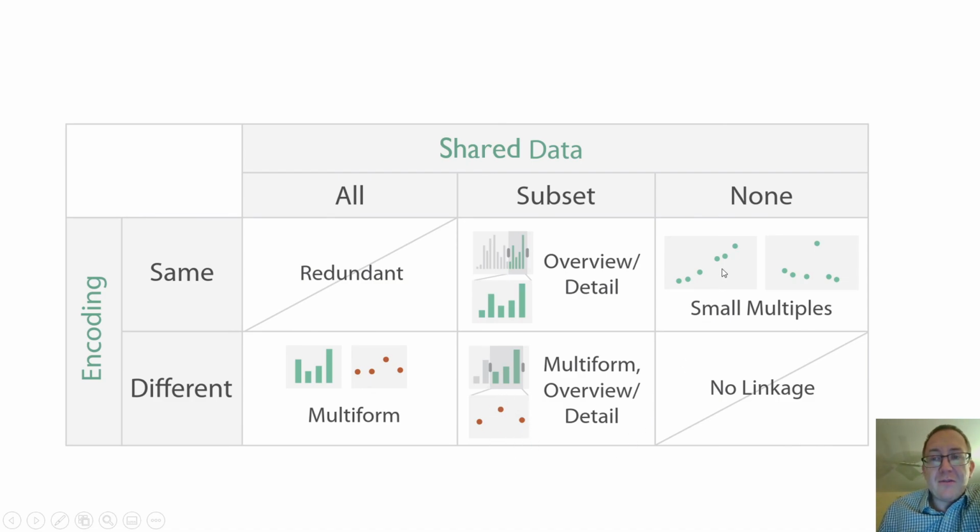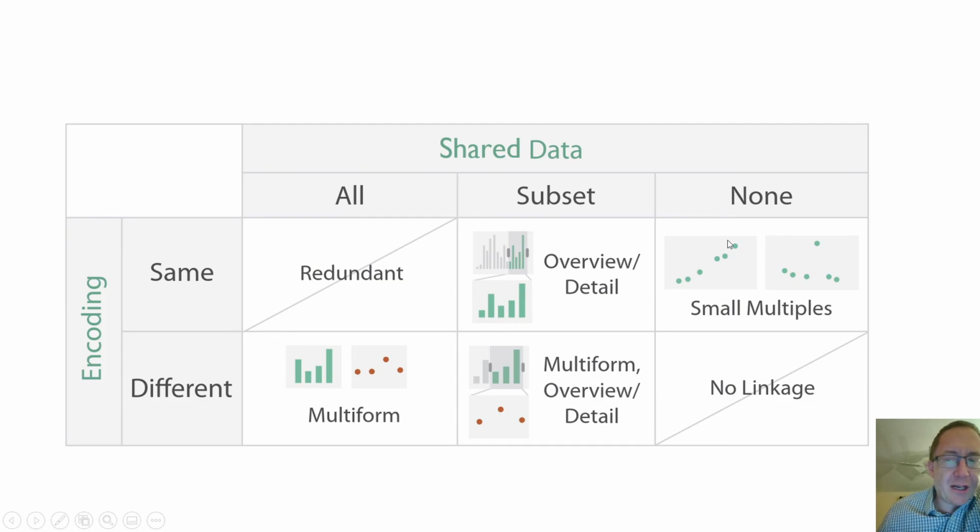And if I have none of the shared data, so the data is completely different, items are completely different, but the encodings are the same, I get small multiples. I'm looking at completely different attributes. The data sets are not aligned at all. I'll get small multiples. So this might be miles per gallon and fuel efficiency, miles per gallon and speed, and this might be years on the road and something else, right?